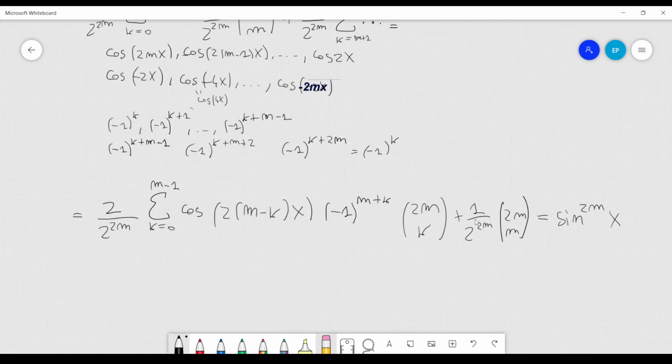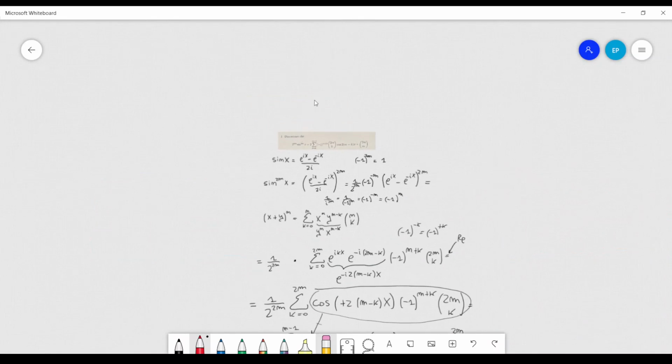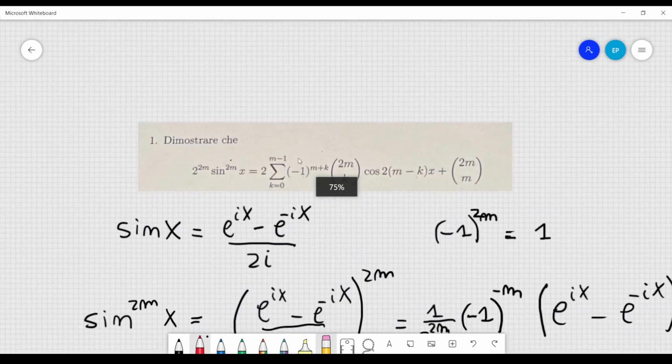And when we multiply by 2 to the power 2m, we can get rid of these two terms, and we have a factor of 2 to the power 2m here. If I get rid of this and this, this is the formula that we get, which is exactly the formula that we wanted to prove here.